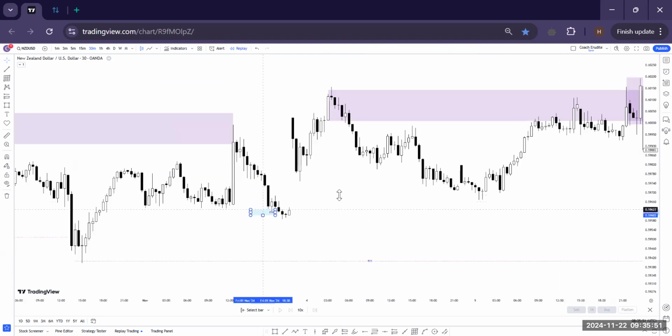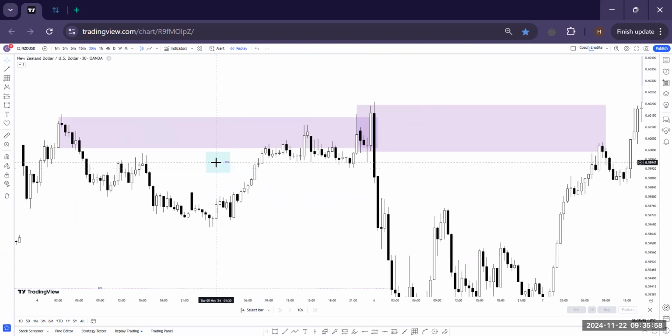This particular chart, all entries that would have been taken in the past, we are going to look into them later in the future. So we have a fair value gap here. Price created enough volume.